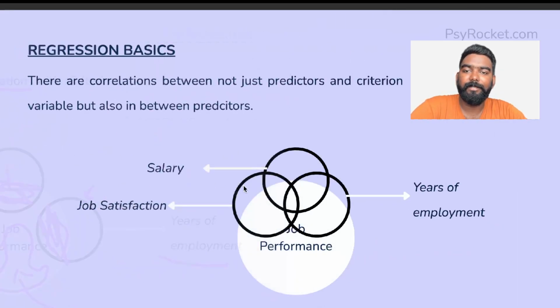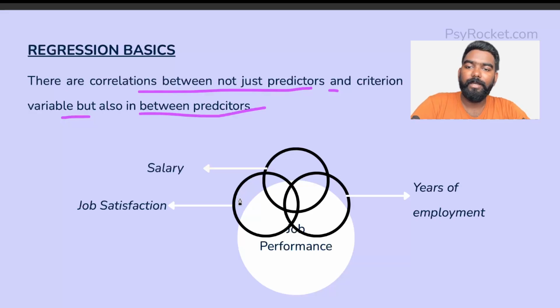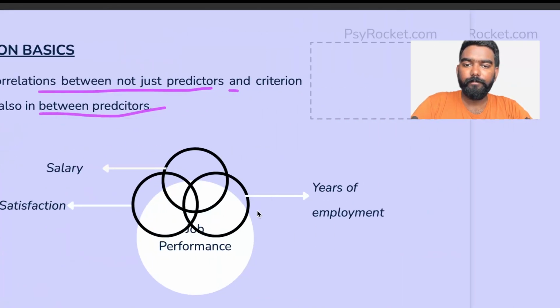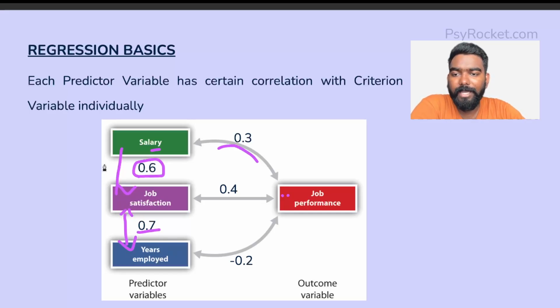Each predictive variable has certain correlation with the criterion variable individually. This is the diagram for it. Now see, there are correlations between not just predictors and criterion variable, but also in between predictors. For example, not just salary and job performance will have a correlation. Salary and job satisfaction might also have certain correlation, right? Let us say that be 0.6, and job satisfaction and years of employment will also have certain correlation with each other, 0.7. Predictors will also have correlation in between.